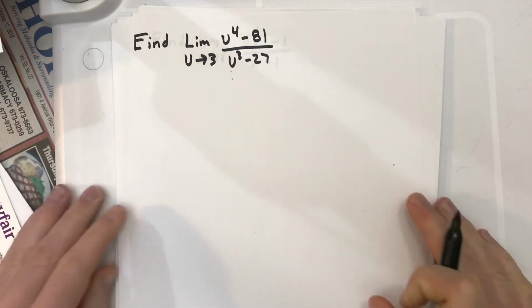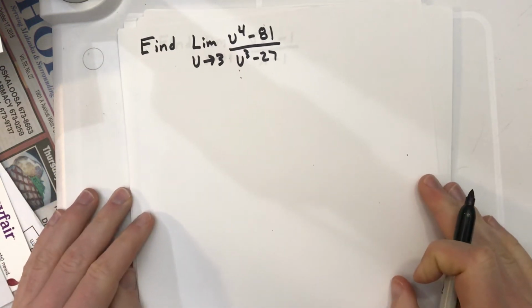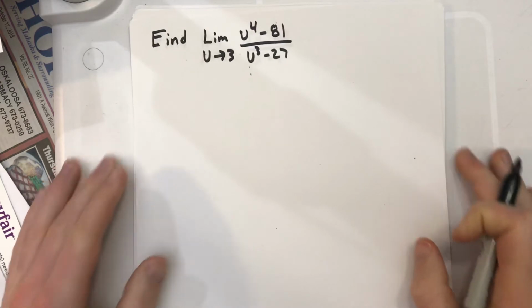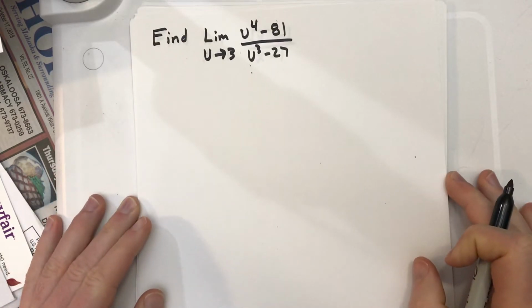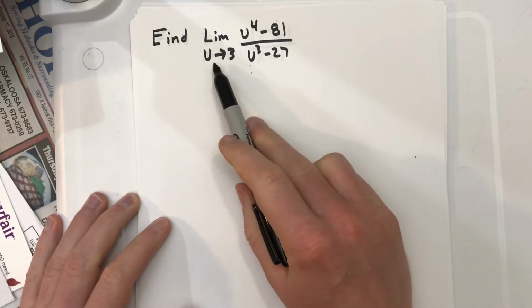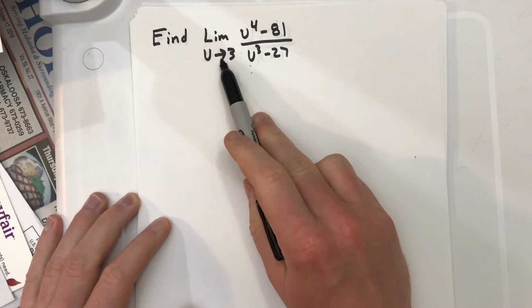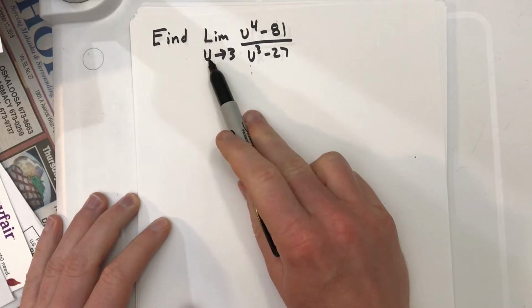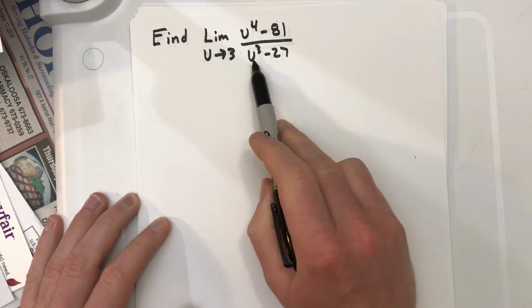Hey everyone, here's another example from section 3.2. This one is finding the limit as u approaches 3 for u to the fourth minus 81 over u to the third minus 27. First thing we're going to do, because we have the limit as u approaches 3, is plug 3 in here.